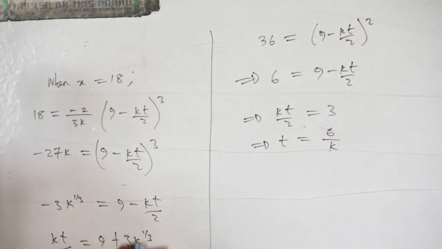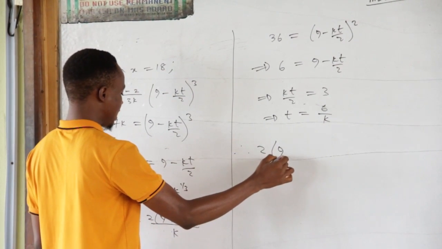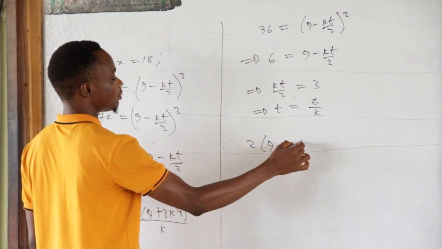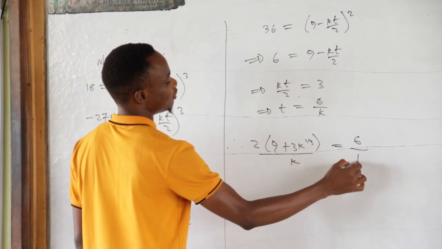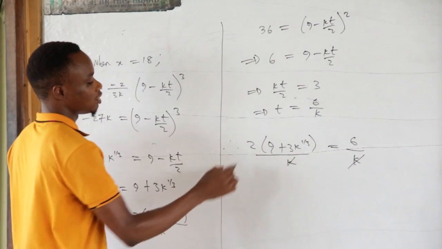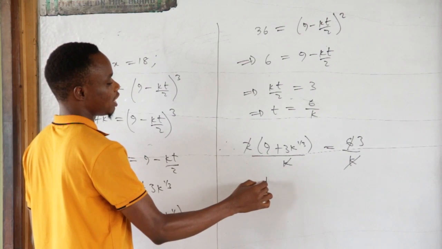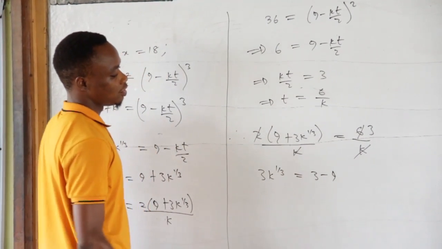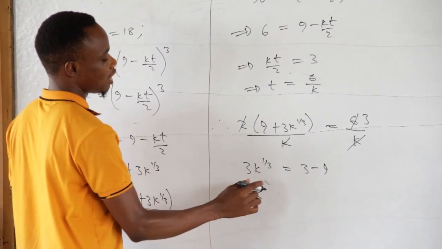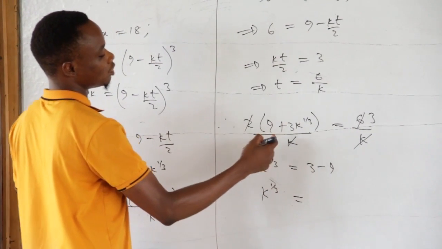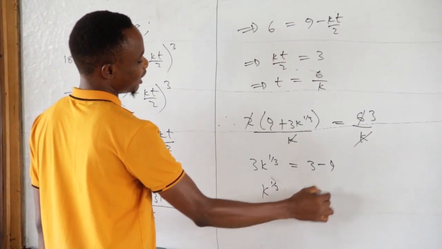So I can equate these two. Is that clear? So I'll now say that therefore 2 into 9 plus 3k raised to the power 1 over 3, times 1 over k, is going to be equal to 6 over k. So this will cancel this. 2 needs to give us 3. So I'm going to have 3k raised to the power 1 over 3 equal to 3 minus 9, right? This is going to give us k raised to the power 1 over 3 equal to 3 minus 9 is minus 6, divided by 3, that's minus 2.